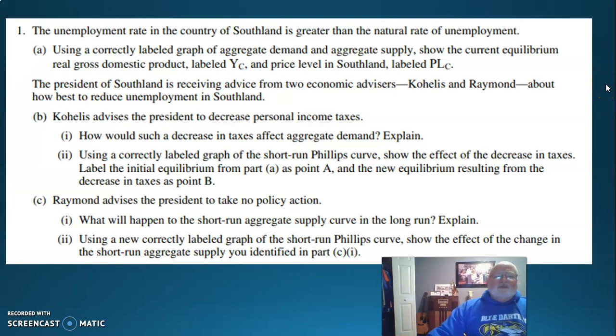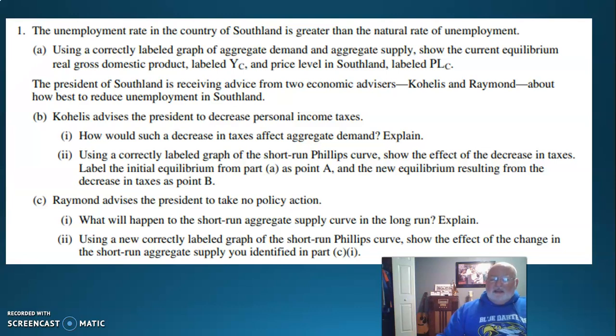All right, so the unemployment rate in the country of Southland is greater than the natural rate of unemployment. What does that mean? We're in a recession. Okay, actually, most of these that I've seen are either long and short run equilibrium or recession. You rarely see an inflationary gap, but you do see one. So first thing you've got to do is label the graph. Now again, you don't have to do this here, but it wouldn't hurt you to know that.